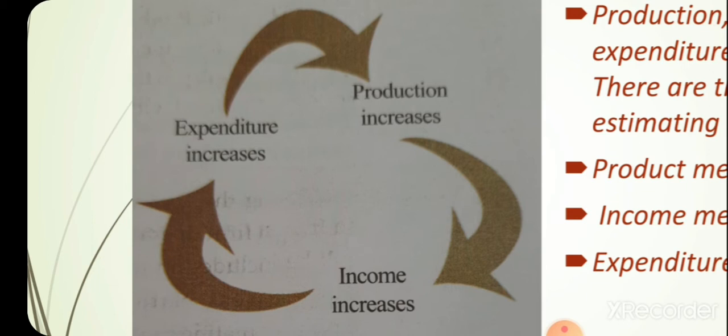When income increases, the people use this income for the consumption. When we are consuming the goods and services, we are spending money for the consumption of goods and services. We call it expenditure. When income increases, our expenditure also increases. It is a cyclic process.